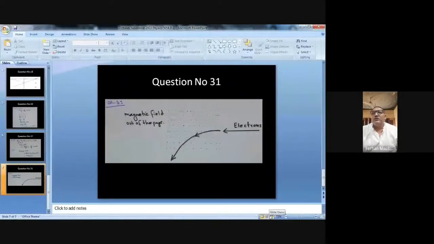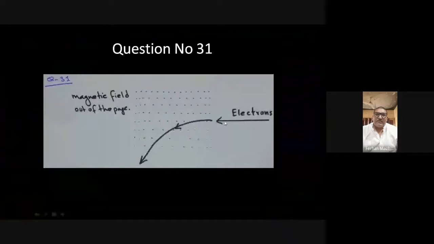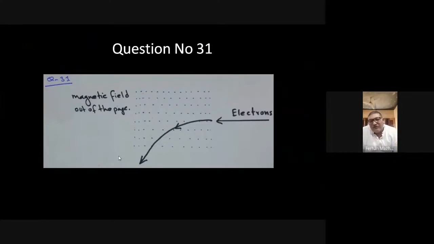So here we go. I represented the magnetic field with dots. Dots mean that the magnetic field is coming out of this page or this screen. But that left hand rule is about the conventional current, not about the flow of the electrons. So I can do it another way. If the electrons are going towards the left, the conventional current will be going towards the right. So apply this left hand rule.